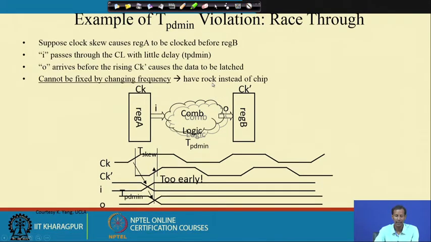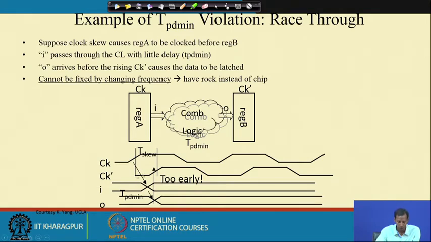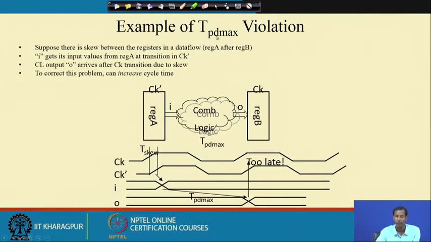Then again, another example of TPD minimum violation, which is the race through. Suppose this same kind of structure, and because of this clock skew, the data changing at I can happen early. In the earlier case, because of the skew, the data was changing late. But here there is a huge change from clock to clock bar, so the data is changing very early. So this is a TPD minimum violation, and the earlier one is a TPD maximum violation.